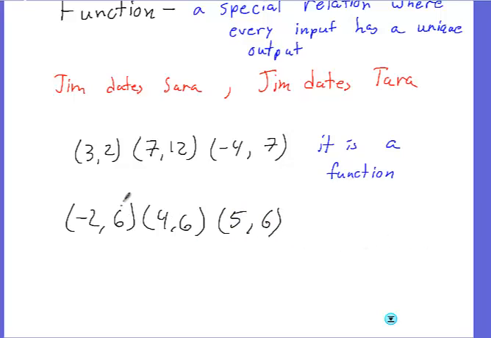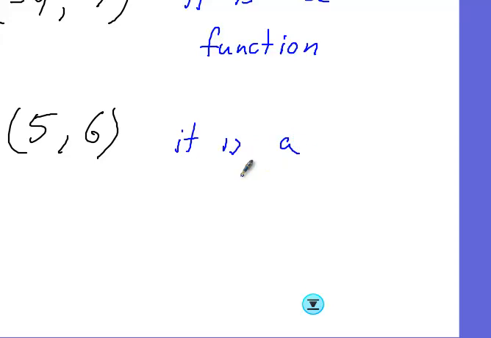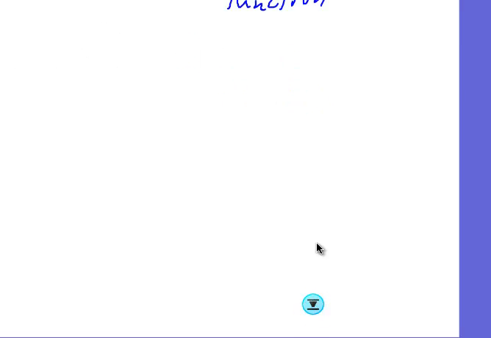All right, let's look here. We have (-2, 6), (4, 6), (5, 6). This is a relation because it's a set of ordered pairs. Is it a function? Well, a lot of kids look at this and they say, no, Mr. Flores, it's not. But a function, the definition is every input has a unique output. Well, our inputs are -2, 4, and 5. Do any of those inputs repeat? The answer is no. They all go to the same number, so they all go to 6. But we don't care about our output during a function. We care about an input. Every input is unique, so it is a function.